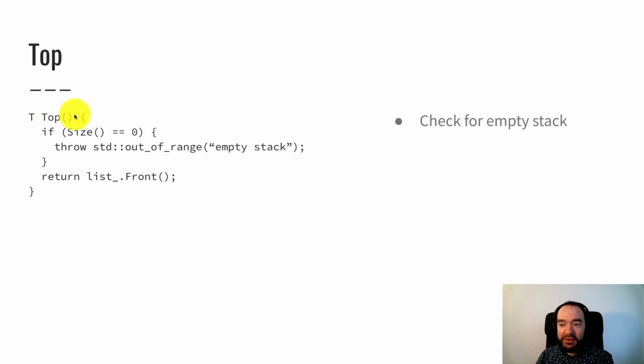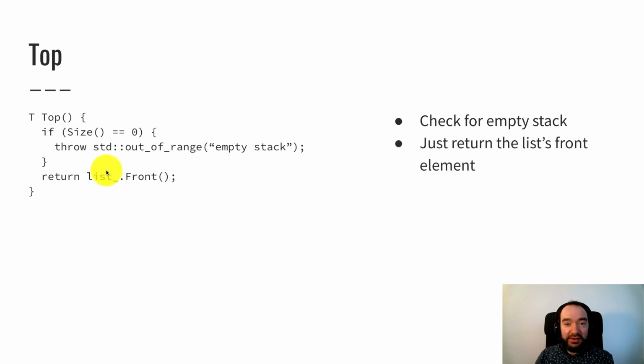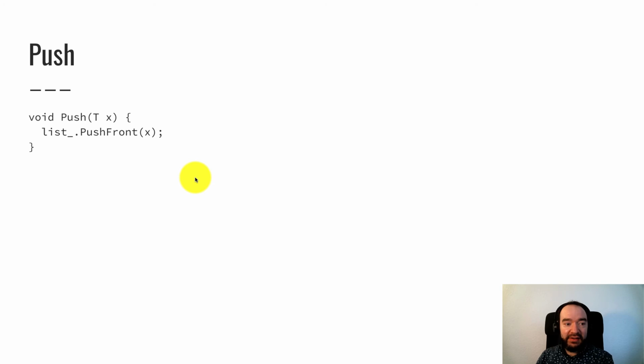Here's how we get the top of the stack. We've got an error check. If the stack is empty, there's no such thing as a top. So if size is 0, then we throw an exception. Our decision is that the top of the stack can be found at the front of the list. So we return the list front operation. List front takes constant time. So top is constant time.